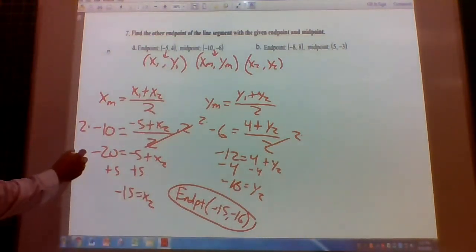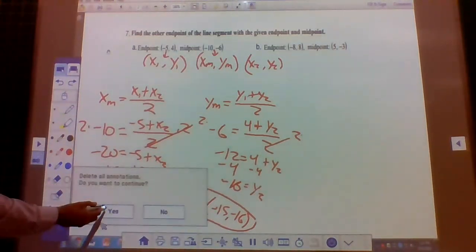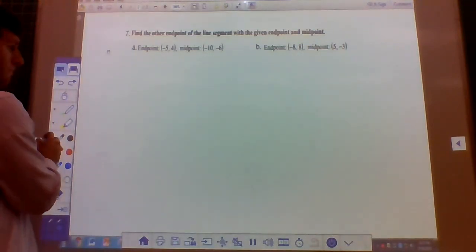Let's do the last one. Then I have to go make copies. I still won't be able to go home yet, but that's okay.